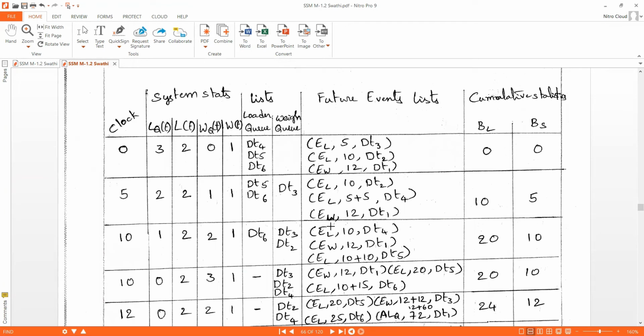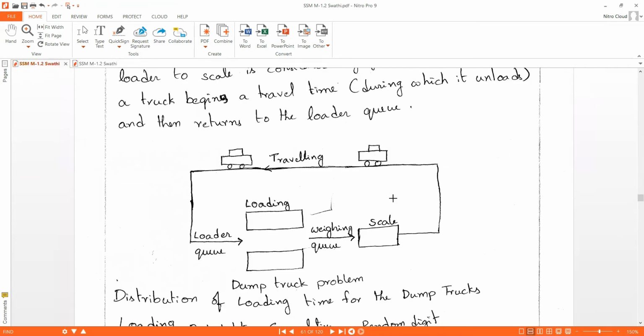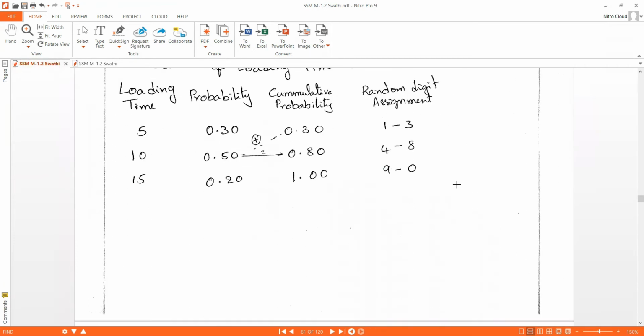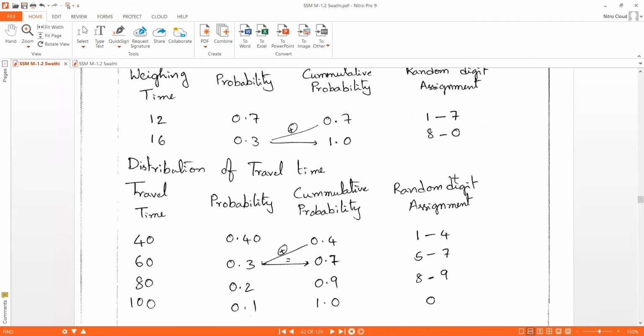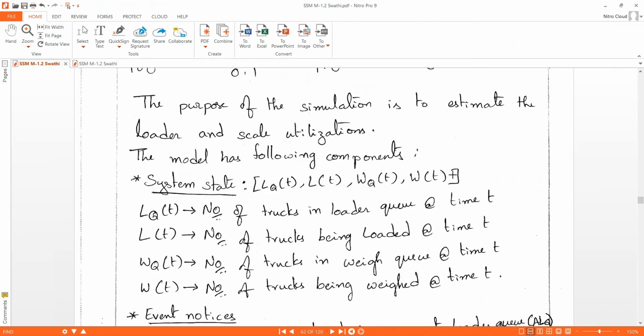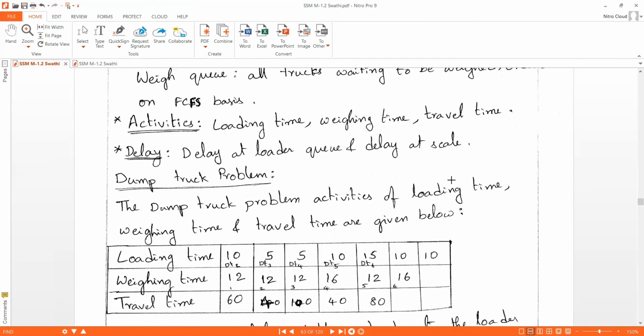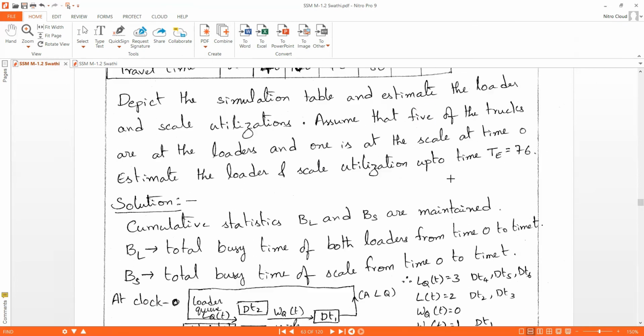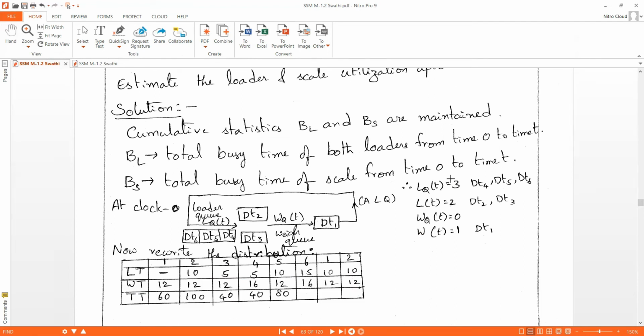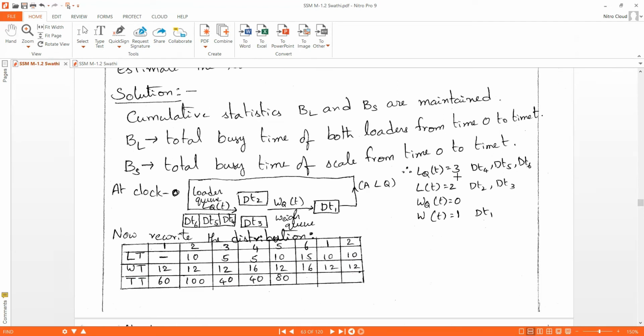Okay, this is the first row. First row, what will happen? Simulation clock 0. At simulation clock 0, LQ of t is 3. We have calculated that here.